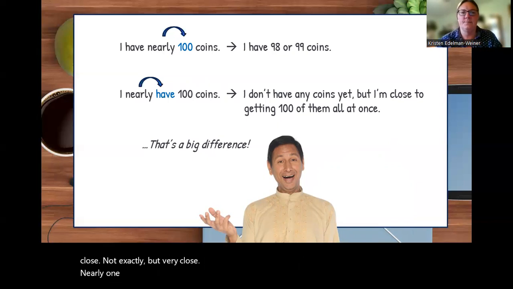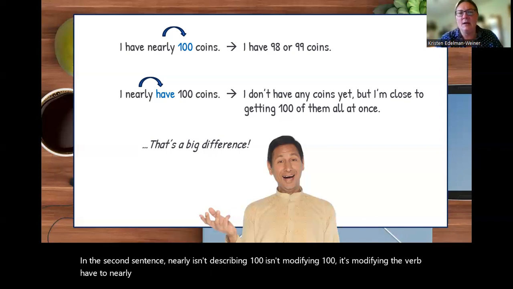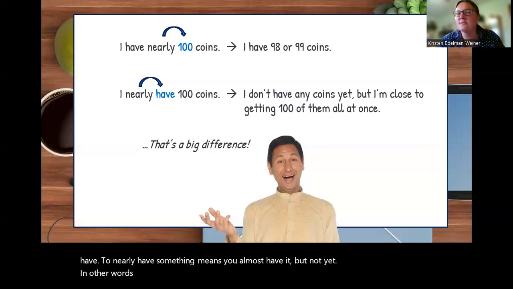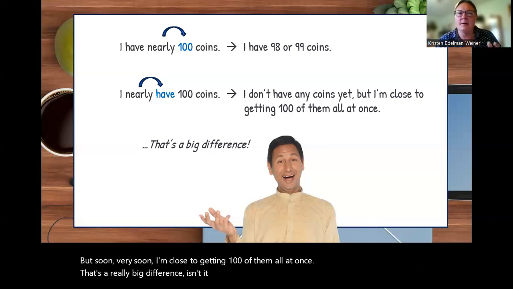Nearly 100. In the second sentence, nearly isn't describing 100. It isn't modifying 100. It's modifying the verb have. To nearly have something means you almost have it, but not yet. In other words, I don't have those coins yet, but soon, very soon, I'm close to getting 100 of them all at once. That's a really big difference, isn't it? Remember, it's all about that very next word.